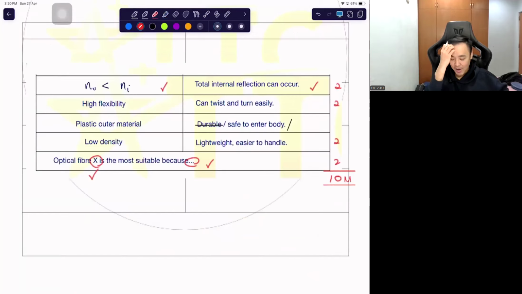NO more than NI. Why? So that total internal reflection can occur. Flexibility high, easy to twist and turn. Plastic outer cover. Why? Okay, guys, don't write durable. You have to cancel this off. Don't write durable. Say safe to enter body.